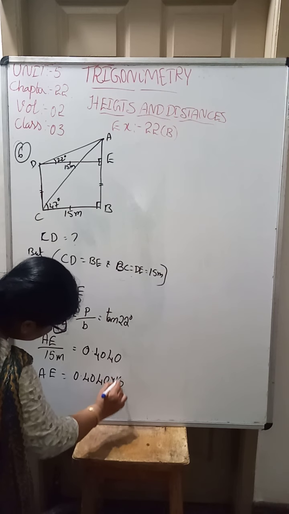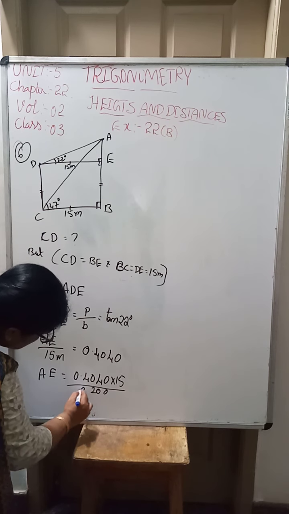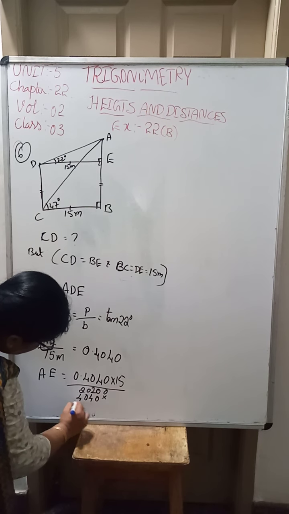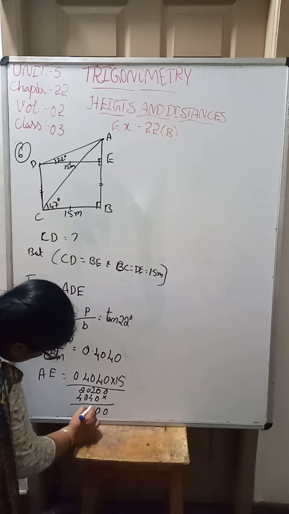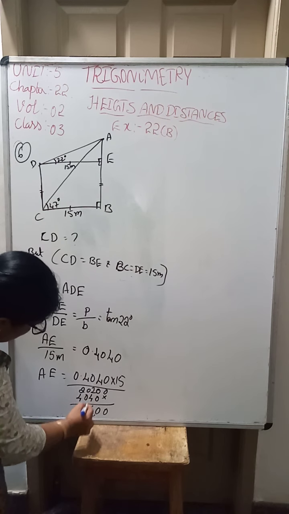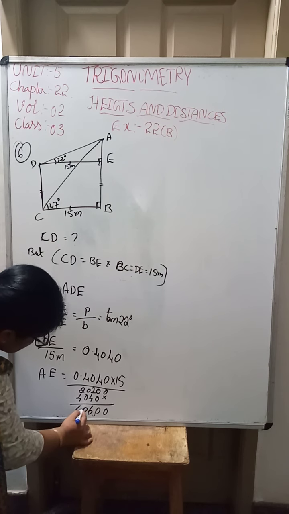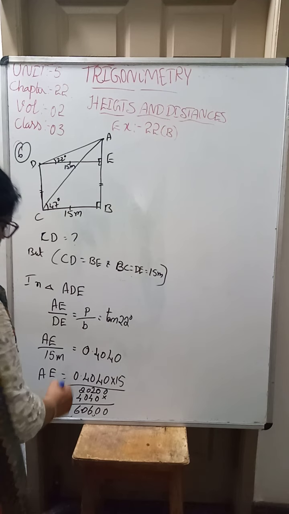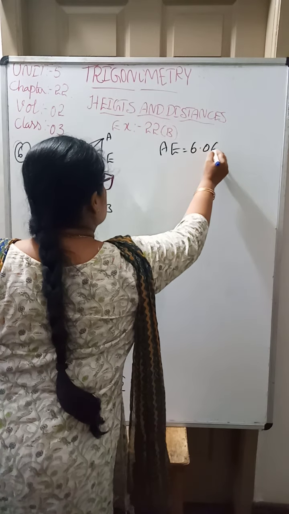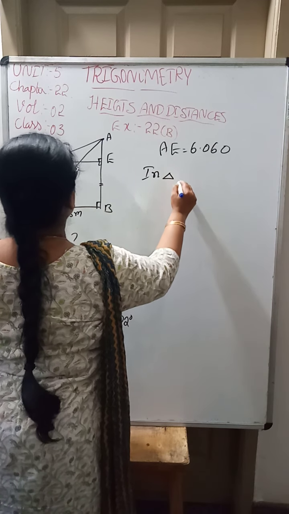Now AE is equal to 0.4040 into 15. Multiply it. 5 zeros are 0, 5 fours are 20, 5 fours are 20, into 0404. Okay. Now we will get 6.0600. AE is equal to 6.060. Now, in the second case, in triangle ACB.